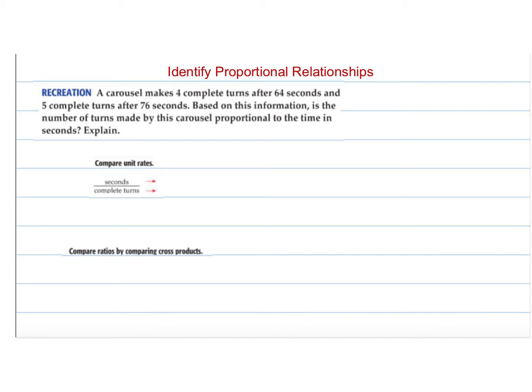Starting with the unit rates, we are going to set that up as seconds over complete turns. So 64 seconds over 4 turns. And the other one was 76 seconds over 5 complete turns. And we're going to figure out how much time it takes for one turn and see if they are equal that way. So again, to do that, remember we're going to divide the top and bottom by the bottom number. So 64 divided by 4 is 16 seconds for one turn.